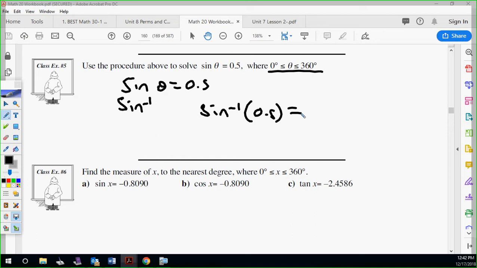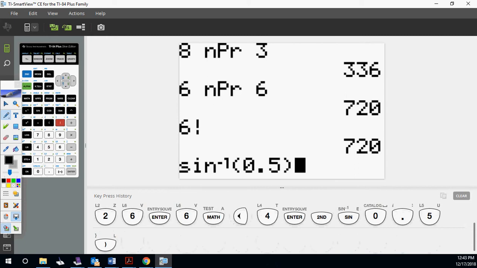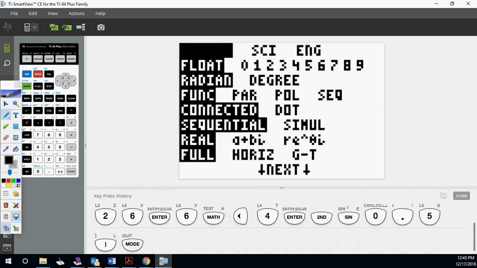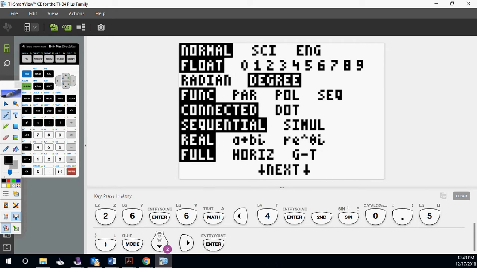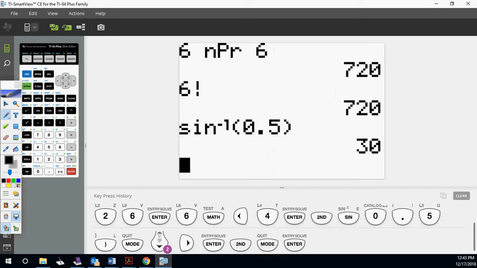Let me go ahead and pull up my calculator here. So we're going to go second sine 0.5. I don't think I'm in degrees. Hold on, let me check. I'm in radians. That's wrong. I need to be in degree mode. Okay, there goes second quit, and now I'll hit enter. 30. So 30 degrees is where sine is 0.5. 30 degrees is the reference angle.